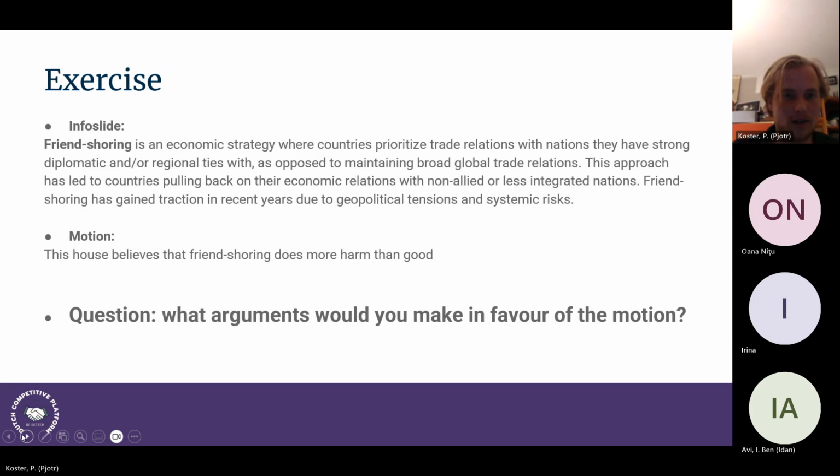If not, then this is a short exercise that we can just do as homework. I'll read it out loud, and if people watching the YouTube video also want to do the homework, they can put their answers in the comments. Friendshoring is an economic strategy where countries prioritize trade relations with nations they have strong diplomatic and/or regional ties with, as opposed to maintaining broad global trade relations. This approach has led to countries pulling back on their economic relations with non-allied or less integrated nations. Friendshoring has gained traction in recent years due to geopolitical tensions and systemic risks. This house believes that friendshoring does more harm than good. The question becomes: what kind of arguments would you make in favor of this motion, particularly using all of the benefits and negatives that we've given about international trade?